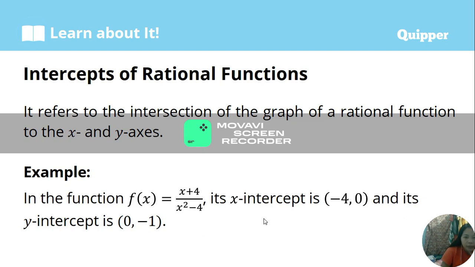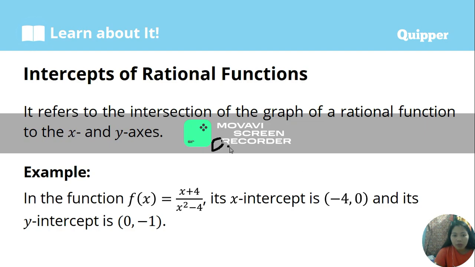Okay, to find the x-intercept, we will remember that f of x is also y. So we will make f of x into 0. We will substitute f of x with 0 so that what is left is the x variable. So we will find the x-intercept, so we will find the value of x.